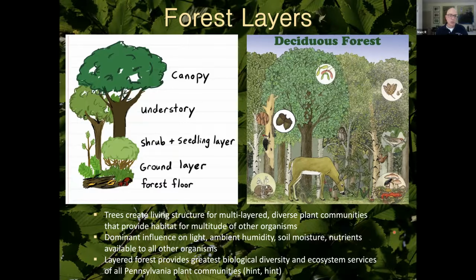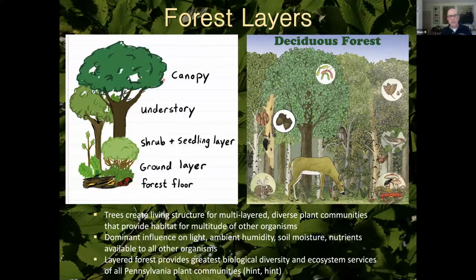So I alluded earlier to how trees create the living structure, almost like the stage for a play that all other life performs within. This space is created by plants, and in Pennsylvania it's mostly the trees. So this multi-layered, diverse plant community provides habitat for so many extraordinarily different organisms: animals, plants, fungi, algae, and others. It's really incredible.